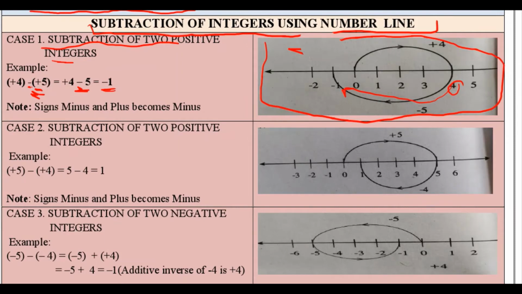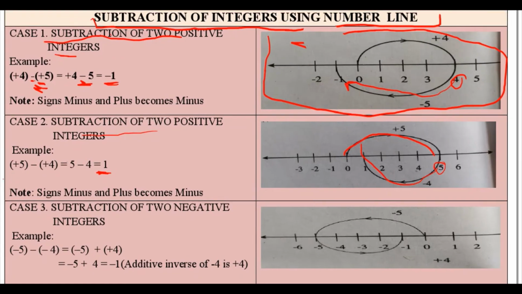Then case 2 is what here? Subtraction of two positive integers. Now here we have reversed the numbers. There we had plus 4 minus plus 5; here we have plus 5 minus plus 4. So plus 5 will stay as it is, minus plus will be minus, and that is equal to 5 minus 4. Very simple, we get 1. You can even see it on the number line. He has moved 5 steps first and landed at 5, then taken 4 steps backwards, so he landed at 1.